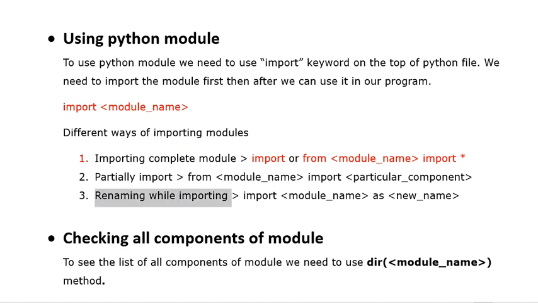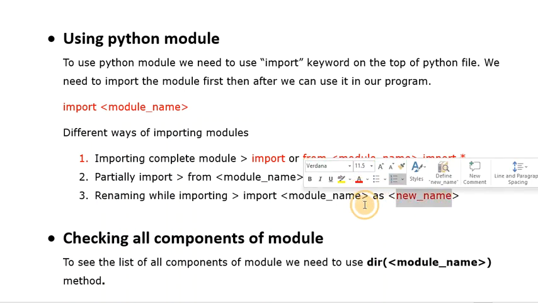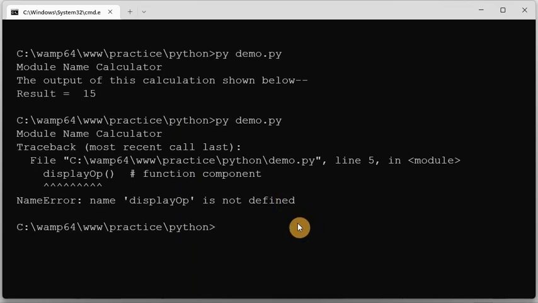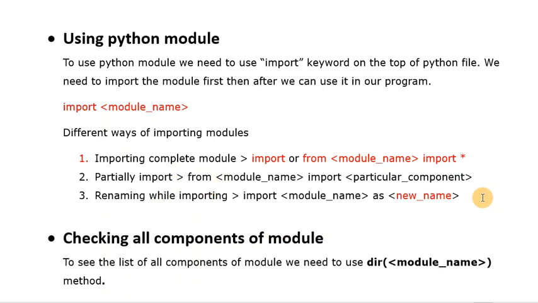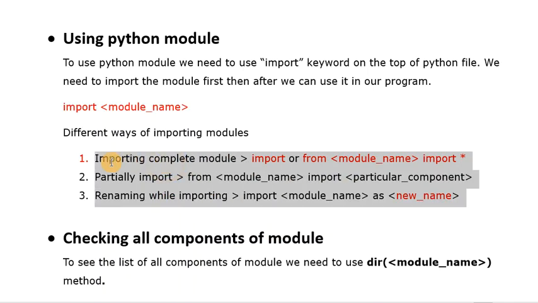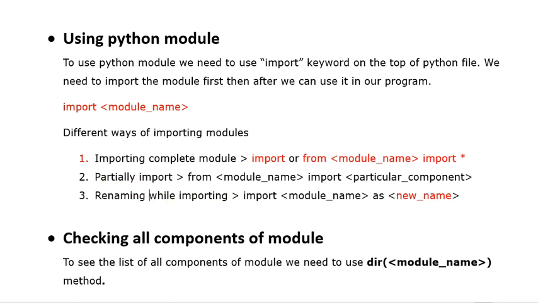Here I have mentioned import module name as new name. Whatever new name we give, that new name we have to use for calling the particular module's components. Let me show you whether the output is proper or not. You can see it is working as expected. So this way, guys, we have three different approaches to import the module. I have shown you all of them one by one.